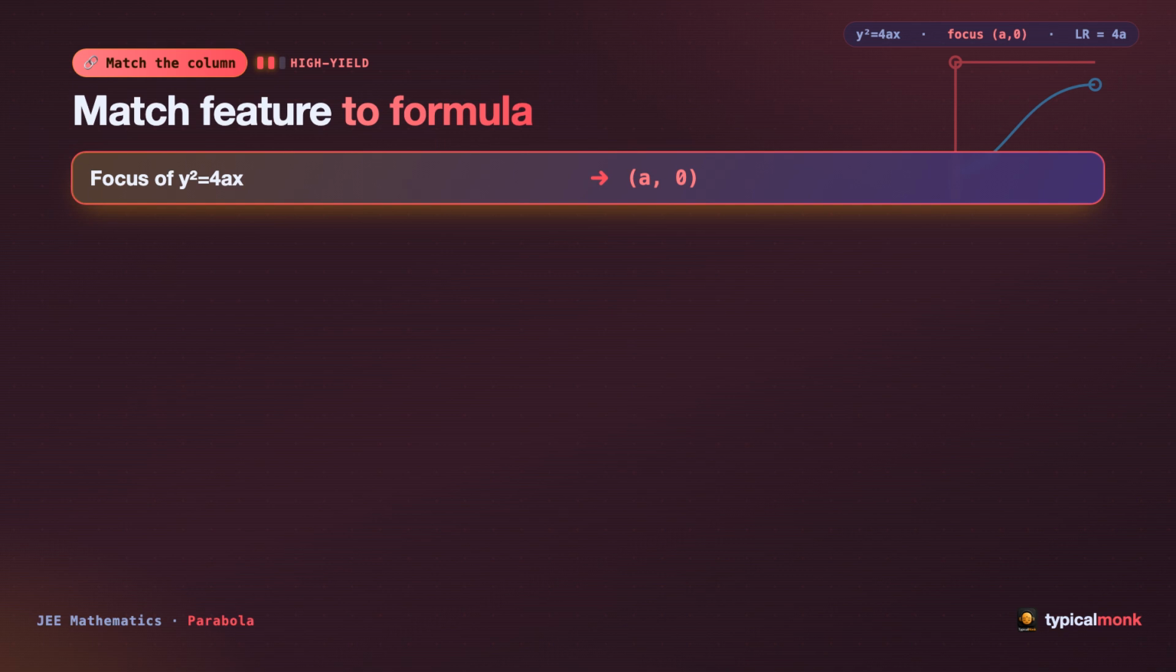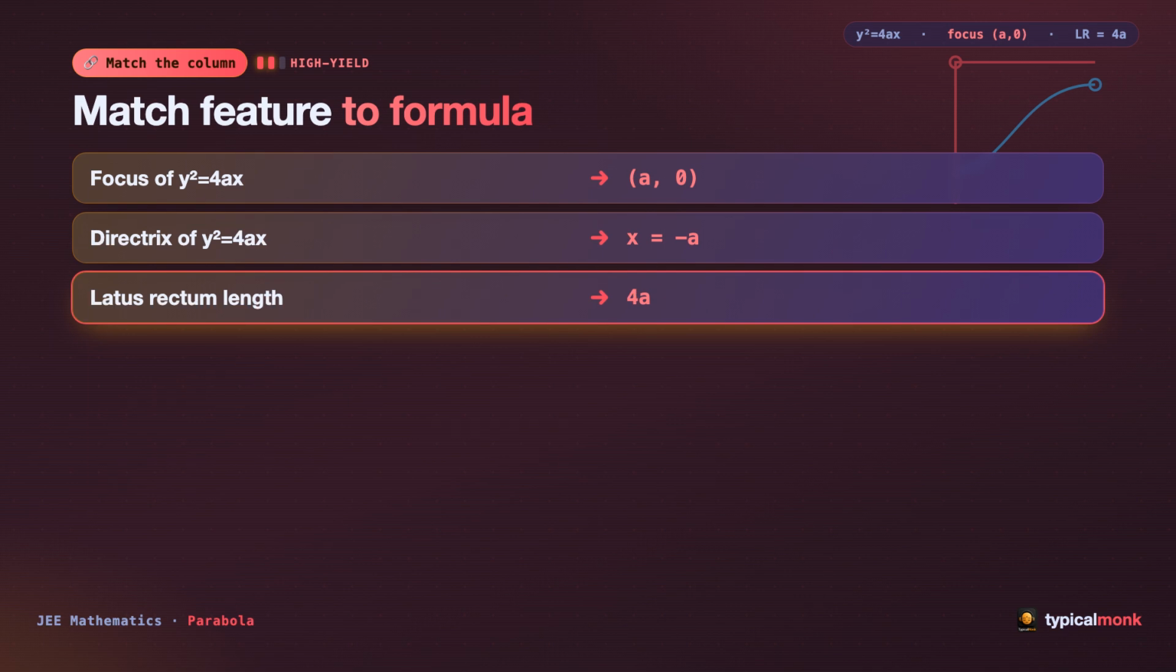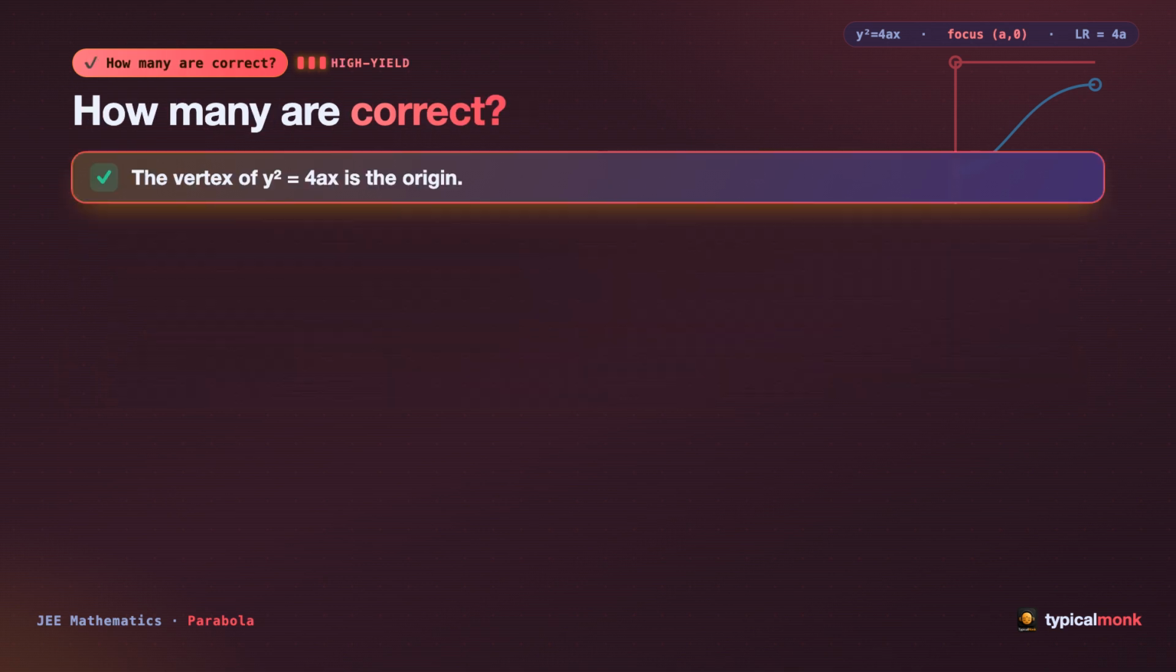The focus of y squared equals 4ax goes to (a, 0). The directrix of y squared equals 4ax goes to the line x equals minus a. The latus rectum length goes to 4a. And the parametric point goes to (at squared, 2at). 4 pairs, and each one is worth committing to memory. Now, how many of these 3 statements are correct? 1. The vertex of y squared equals 4ax is the origin.